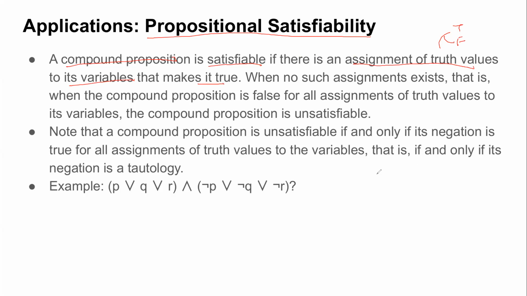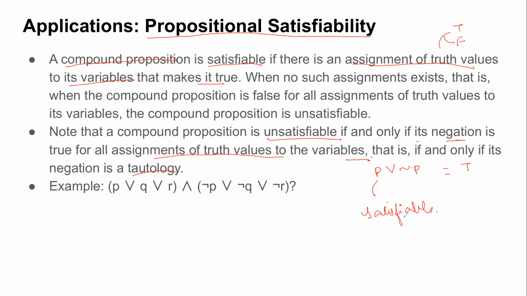Which means I have some compound statement, suppose P or not of P, and there is some assignment of values to the variables which will overall make it a true value. If there exists any such assignment, then such a statement is said to be a satisfiable statement. In other words, we say a compound proposition is unsatisfiable if and only if its negation is true for all assignments of truth variables, or in other words, if the negation of this is a tautology.